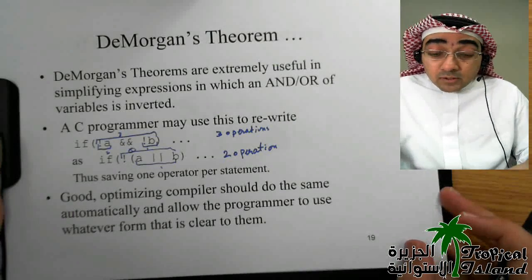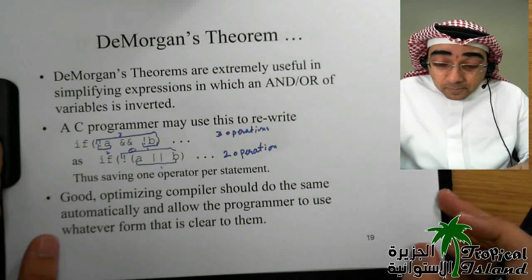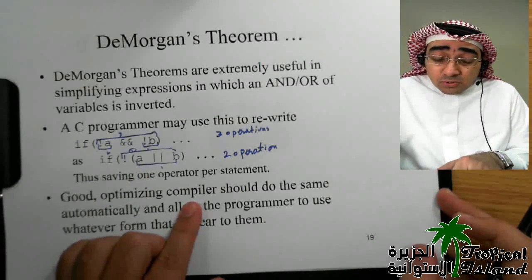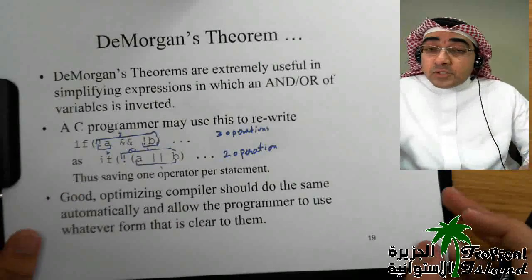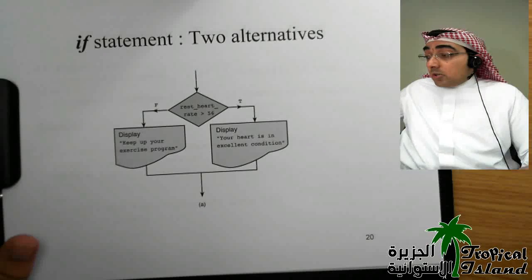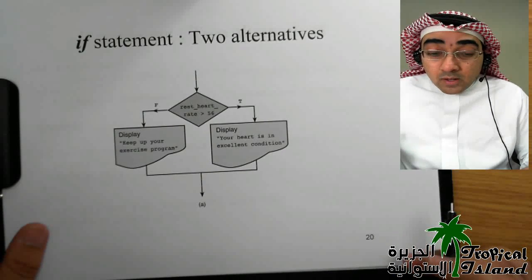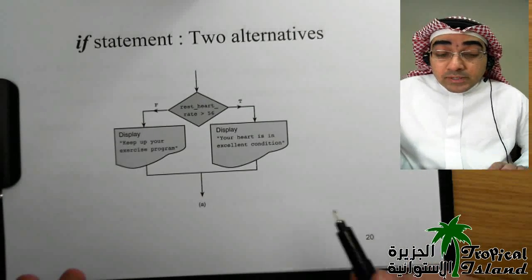And when you're writing optimized code, you should be going to something like this. Okay, now some compilers do the optimization for you automatically. But that's not true for all compilers, so that is why we're teaching you, so you will be in control. Okay, now we'll talk about an if statement.